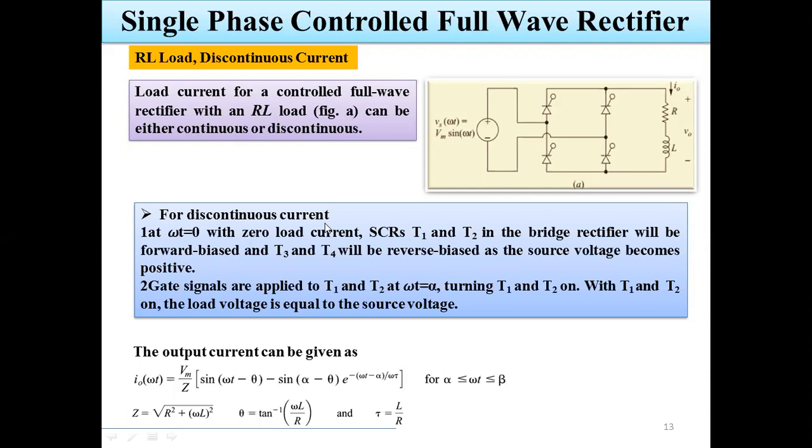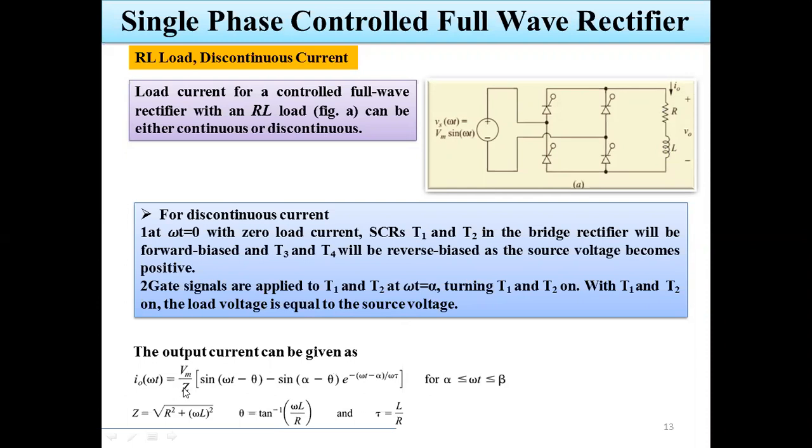For discontinuous current at omega t equal to 0 with zero load current, SCRs T1 and T2 in the bridge rectifier will be forward biased and T3, T4 will be reverse biased as the source voltage becomes positive. Second, gate signals are applied to T1 and T2 at omega t equal to alpha, turning T1 and T2 on. With T1 and T2 on, the load voltage equals the source voltage. The output expression changes, that is the output current in series with the load, I naught.